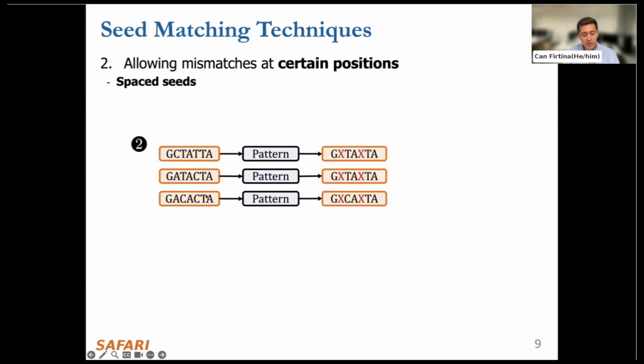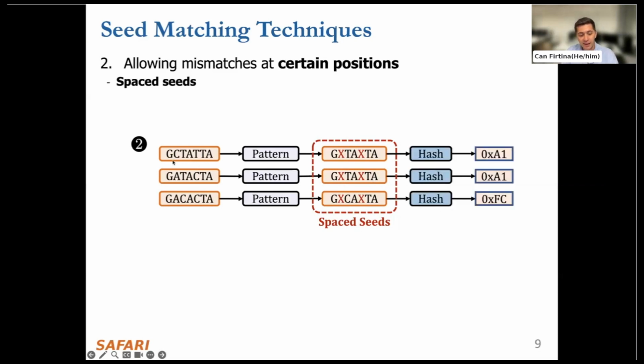So given these subsequences, we apply some patterns on them, meaning we essentially insert some don't care characters at certain positions. And by inserting these don't care positions, we call these sequences that we generate space seeds. But the idea is that instead of hashing these sequences, we hash space seeds, meaning we can identify some matches, seed matches, because their hash values would match, although the matching seeds, or the original version of these matching seeds, would include some mismatches between them. And we can tolerate these mismatches by including some don't care characters in the space seeds.